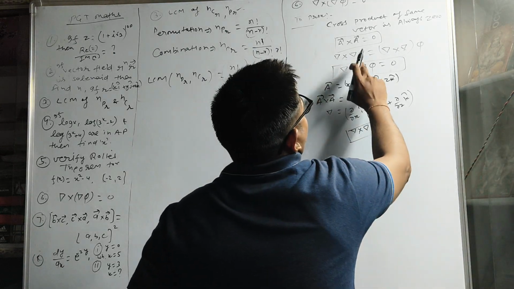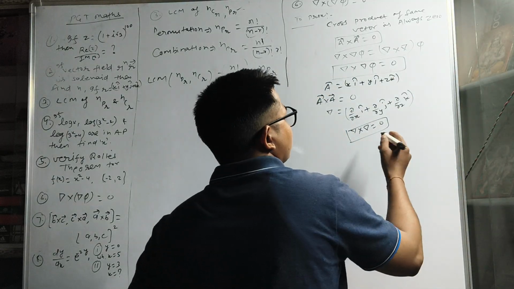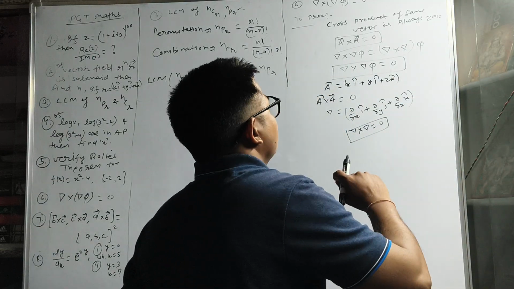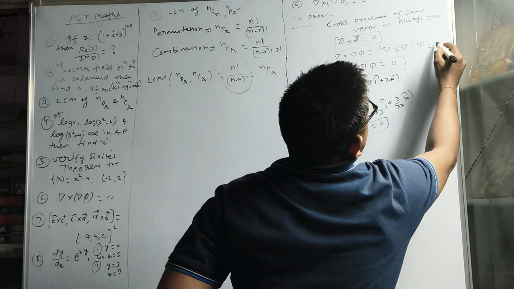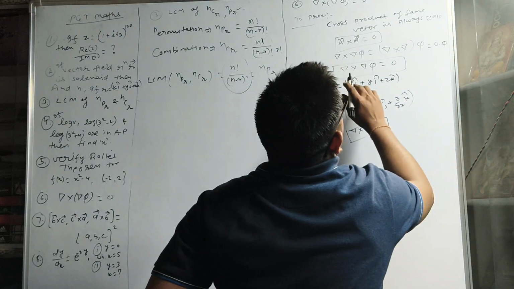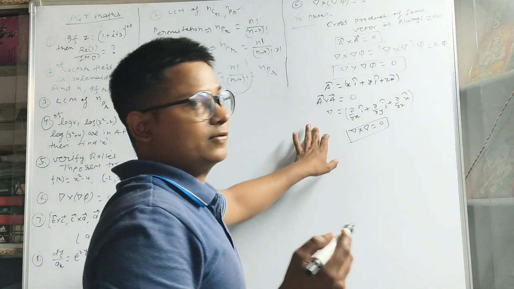So del cross del phi can be written as del cross del, and phi is a constant, so we can take it outside. So we can write here del cross del equal to 0, 0 into phi. So finally we'll have del cross del phi equal to 0. So this is the result we had to prove.